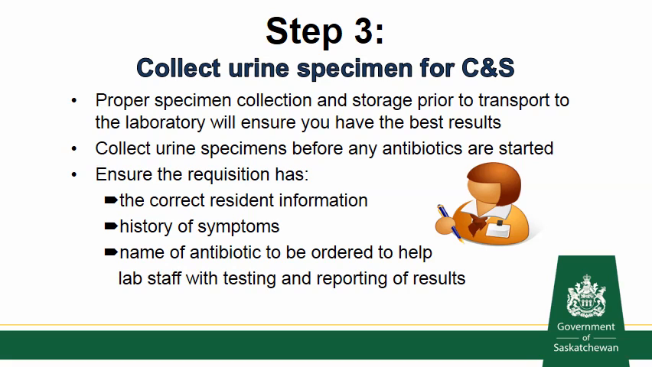Proper handling and labeling of the urine specimen will assist the lab in testing, reporting, and interpreting the culture and sensitivity results. To make sure you get the best results, urine must be collected before any antibiotic is given. Make sure your requisition has all the information needed to interpret the results: the correct resident information, history of symptoms, method of collection, and name of the antibiotic the resident will be started on. Knowing the antibiotic will make it easier to do sensitivity testing, especially if it is an unusual antibiotic.